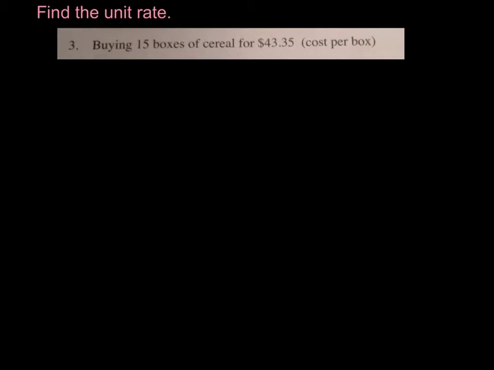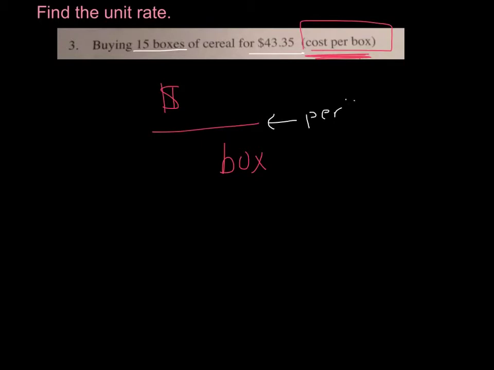Alright, so in this one I see that I can buy 15 boxes of cereal for $43.35, and the unit rate I'm looking to find is the cost per box. So I'm going to put my dollars on top and the number of boxes on bottom, because this is the rate that I'm looking for, cost per box. And I don't think I said this before, but you can think of this division bar as the word per, okay? So when you see that, it's the cost per box.